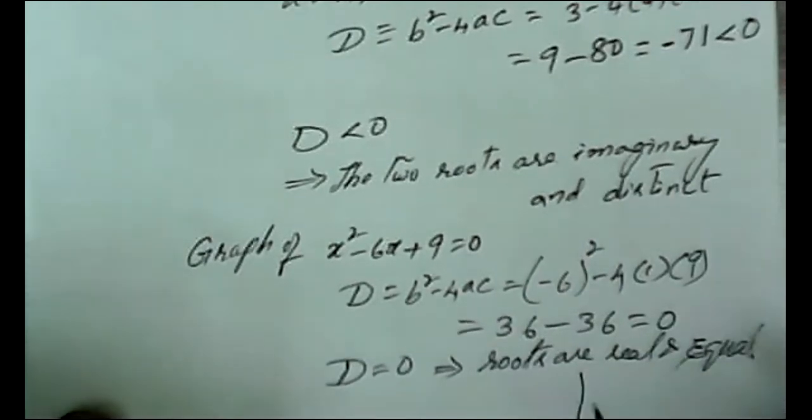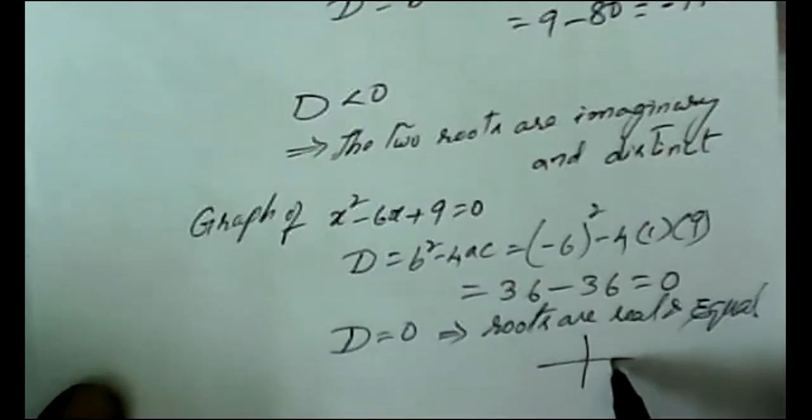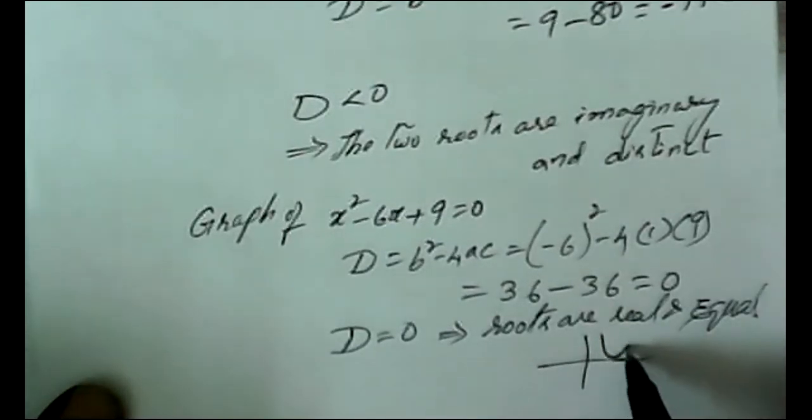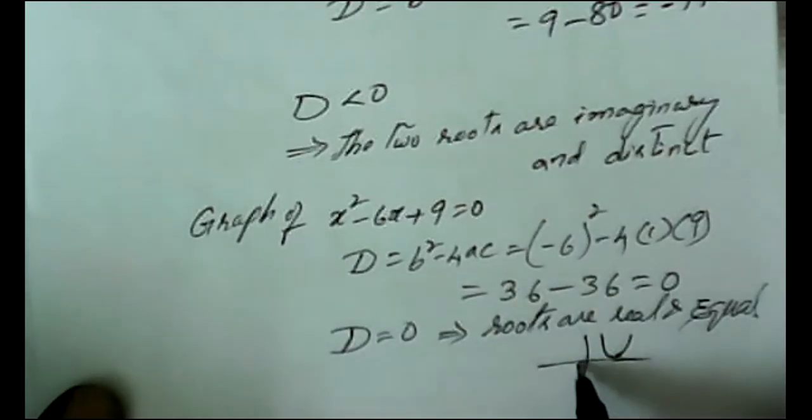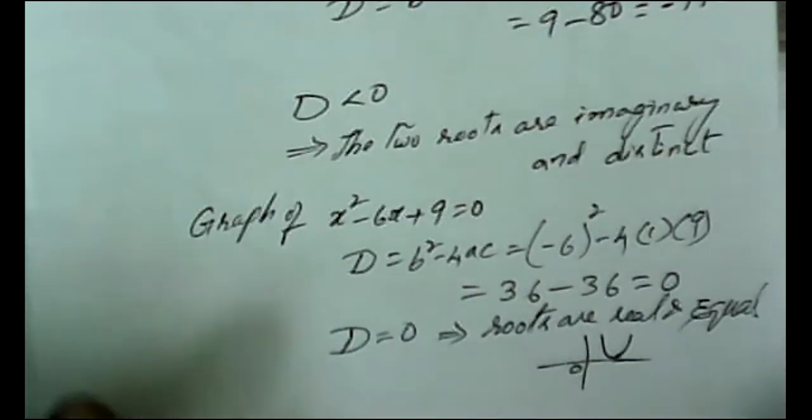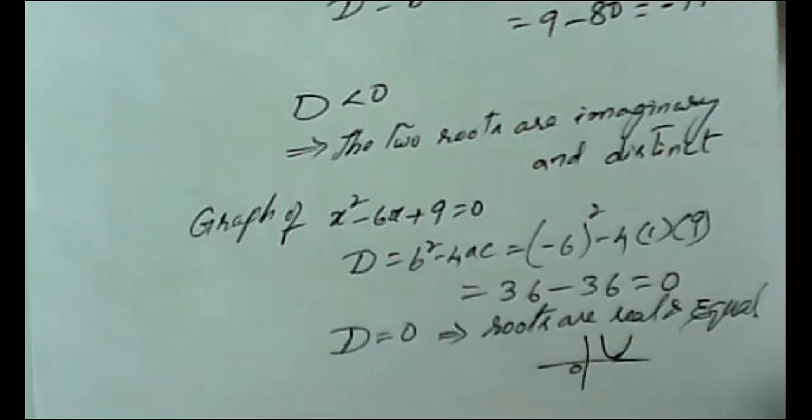So the graph will be like this. The two roots will coincide here. It touches or cuts the x-axis at only one point. Okay, so let us see the graph on screen share.